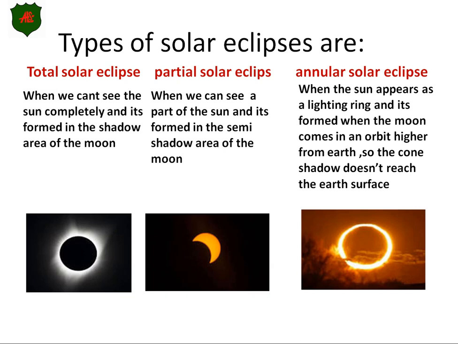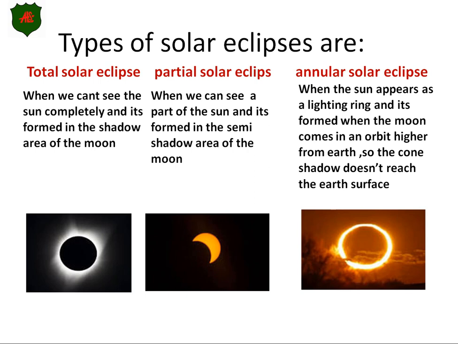So the types of the solar eclipse are, so we have three types. A total solar eclipse, as we said, in which we cannot see the sun completely, and it's formed in the shadow area of the moon. In the solar eclipse, it's very important to know that the shadow is that of the moon, because when later on we take the lunar eclipse, we'll know that it's going to be the shadow of the earth. So when it says the shadow of the moon, that means this is a solar eclipse, because the moon is the object which casts its shadow. So in the real shadow area, or in the umbra of the moon, if I'm standing in this area, I cannot see the sun completely, and this is the picture here.